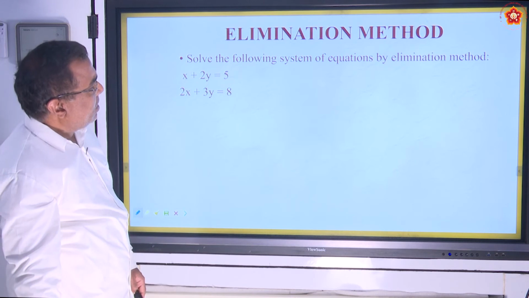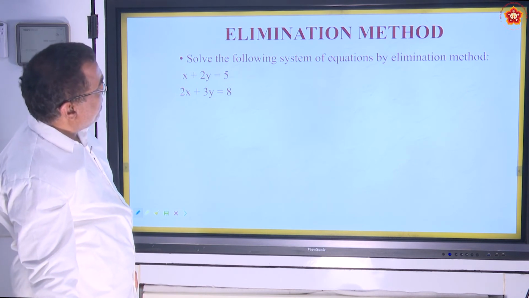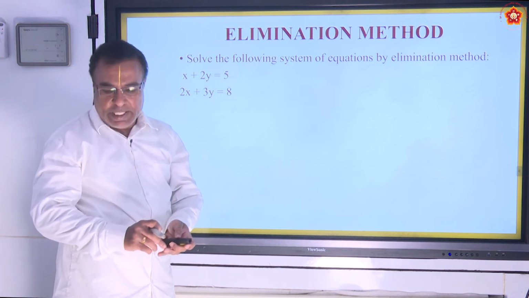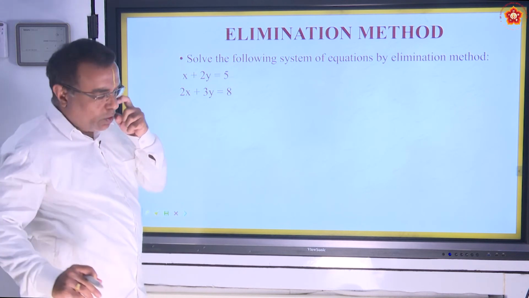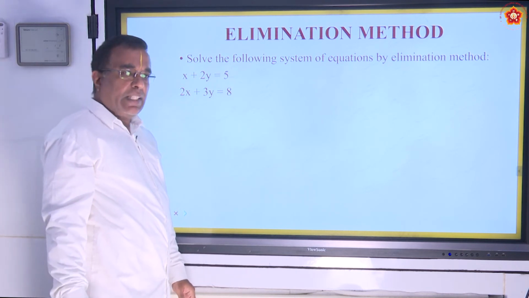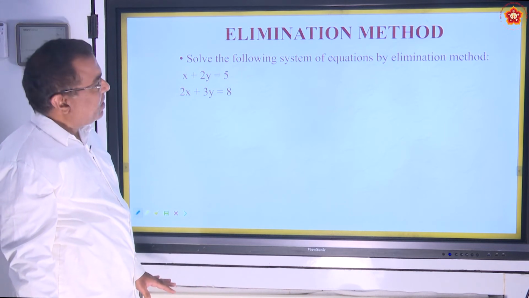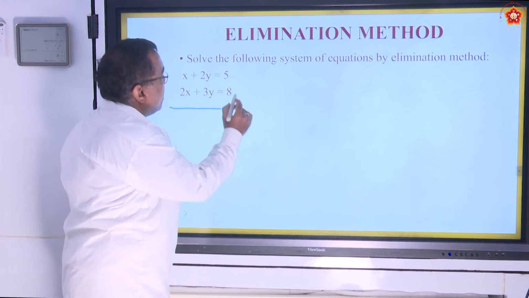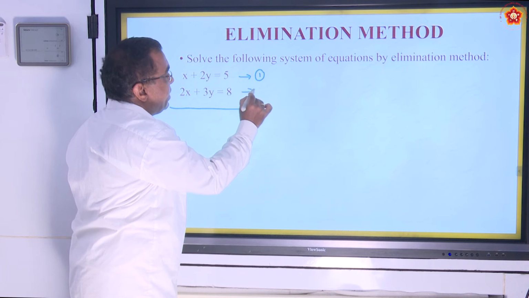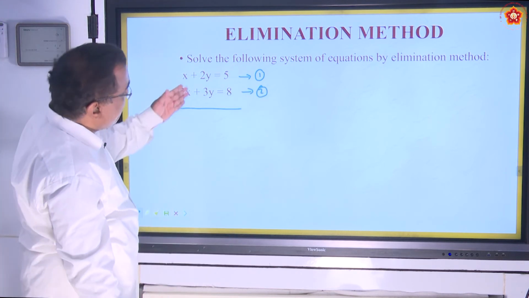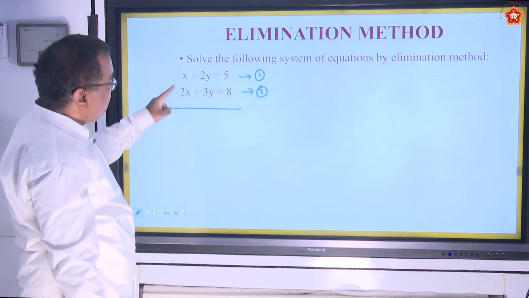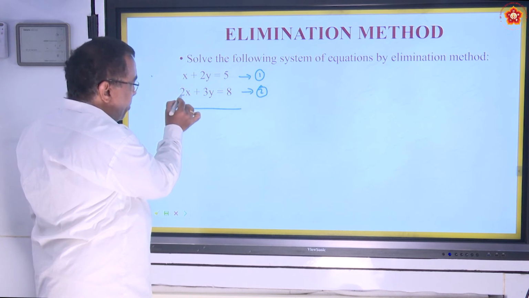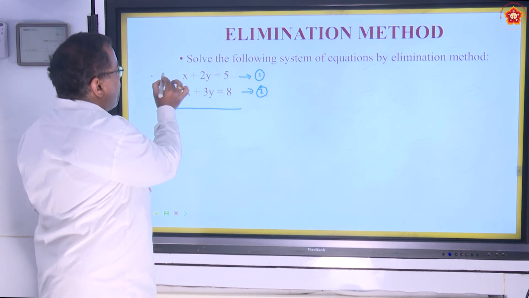We'll take one. The first method, the elimination method. Solve the following system of equations by the elimination method. Here we eliminate any one variable, either x or y. It is left to our choice. Let us see how to eliminate. Okay, this is the first equation and this is the second equation. We can eliminate either the x or the y variable. Here, if I want to eliminate the x variable, what should I do? Since the second equation already has 2x, I will multiply the first equation by 2.